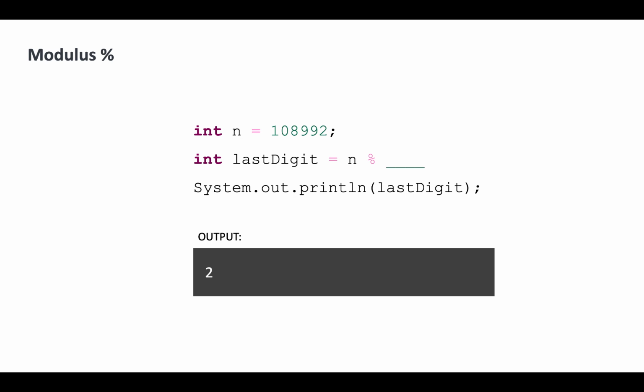Modulus. Modulus is very useful in programming. It gives you the remainder after a division. So let's say if you have 10 modulus 3, you'll get 1.